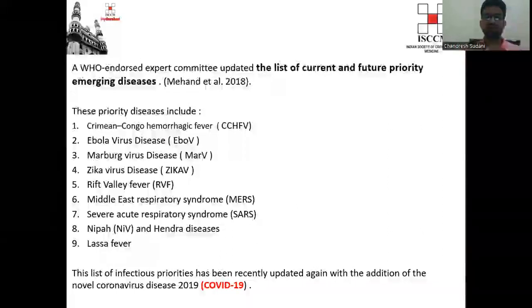This list was given in 2018, but we all know that for the last 2 years our health sector has been fighting COVID-19, and this is also considered an emerging disease because earlier it was not prevalent in most parts of the world, but now it is almost a pandemic. So this list of infectious priorities has recently been updated again with the addition of the novel coronavirus COVID-19.